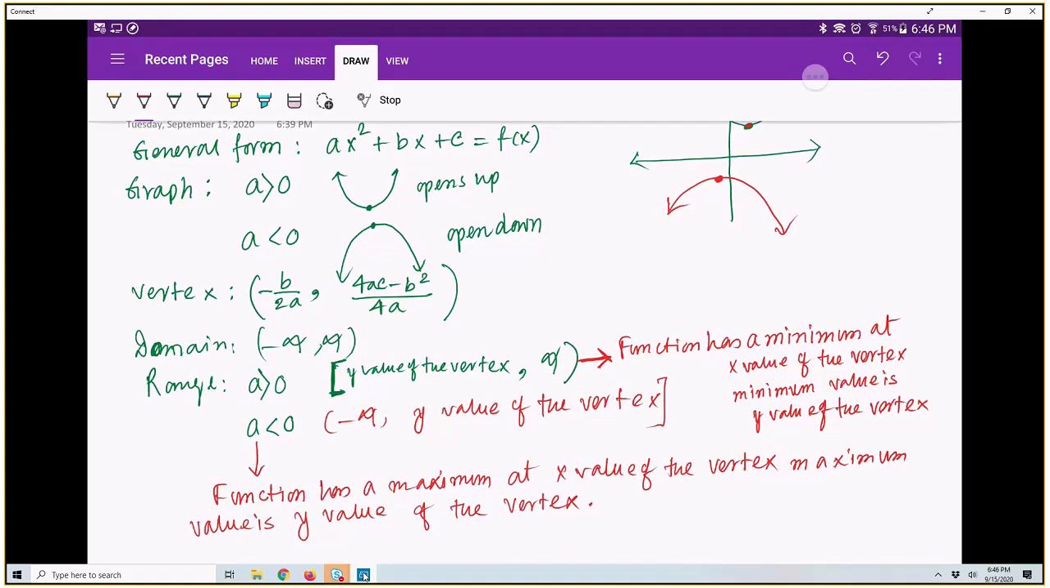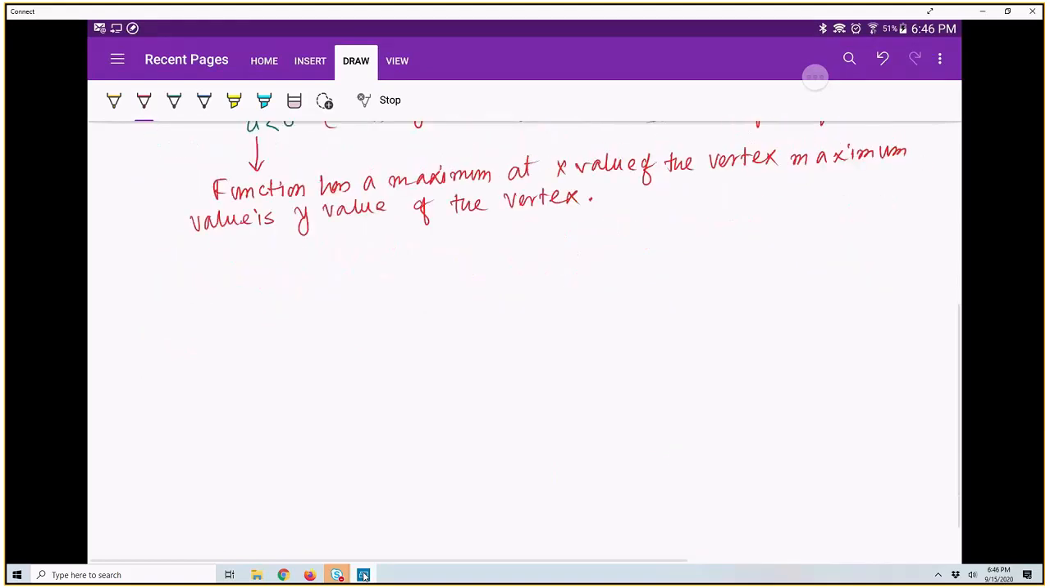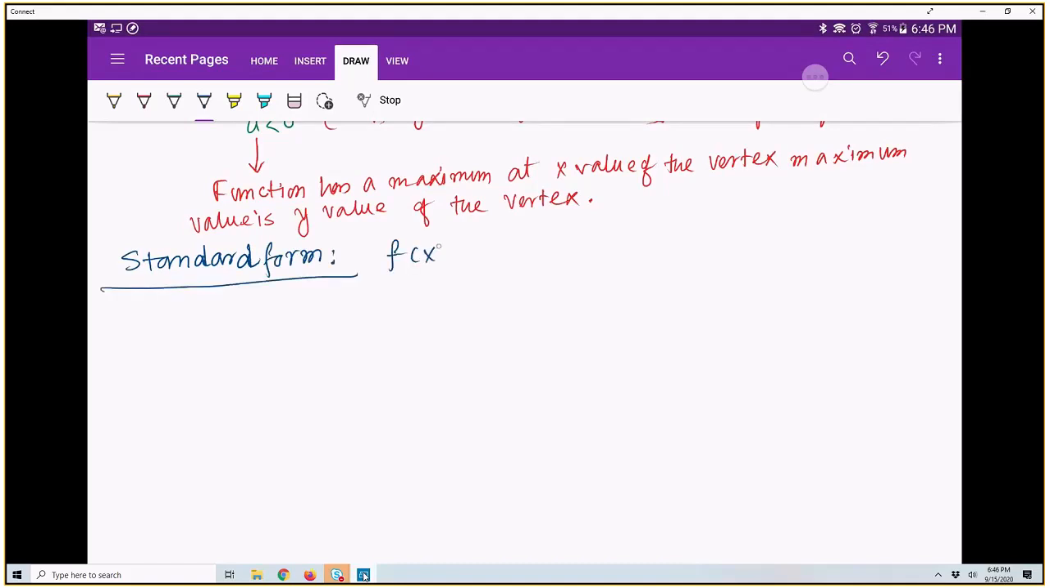Now, the other way of writing down a parabola is its standard form. Standard form, or oftentimes people call it the vertex form of a quadratic equation, is f(x) equal to a times (x minus h) squared plus k. Even though all the properties are the same for this type of parabola, it is just a little bit easier to work with. So remember, we did talk about the graph. It is exactly the same information.